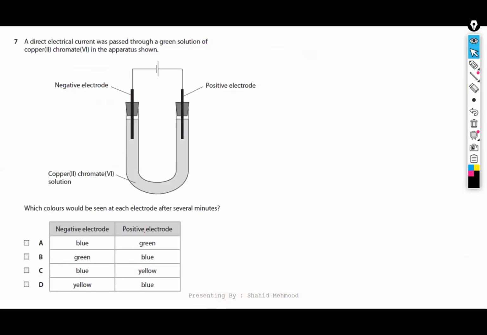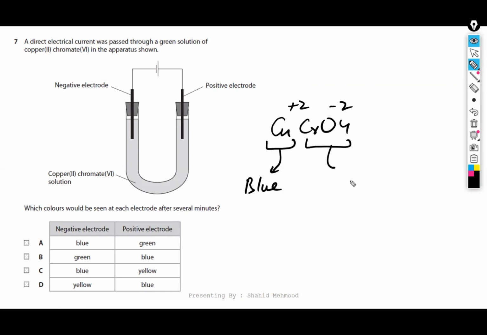Question 7. A direct electrical current was passed through a green solution of copper(II) chromate(VI) in the apparatus shown. The diagram is given in the student books. The same experiment is given with the green solution. If you remember the formula or the name, you must keep in mind that the copper 2+ aqueous ion color is blue, while the chromate(VI) ion color is yellow. When blue and yellow combine, we get a green solution.